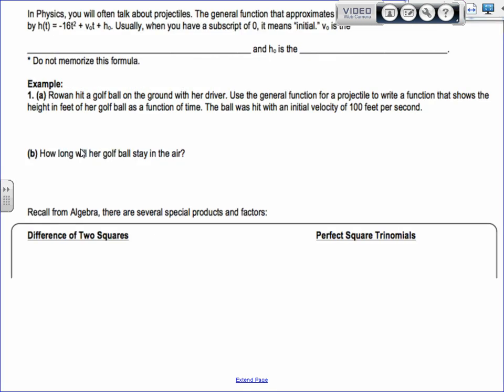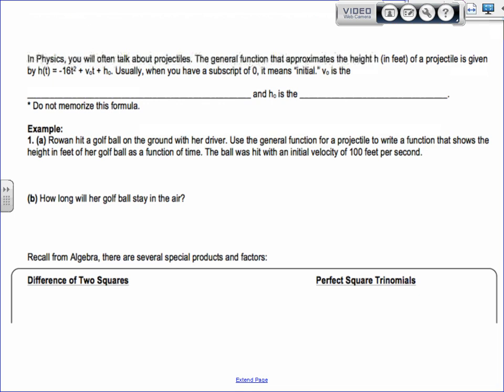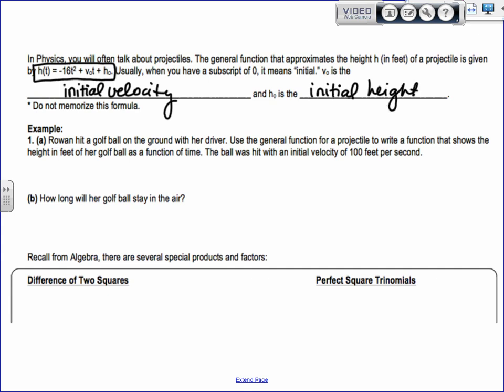In physics, you sometimes talk about projectile motion. Projectile motion is represented by this equation, h(t) = -16t² + v₀t + h₀. When you have a subscript of 0, it just means initial. So v₀ is the initial velocity, and h₀ is the initial height. The subscript of 0 just means at time 0. You don't have to memorize this formula. There's actually a second formula as well if you were in meters and seconds. I'll always give you this formula if I put it on a test.